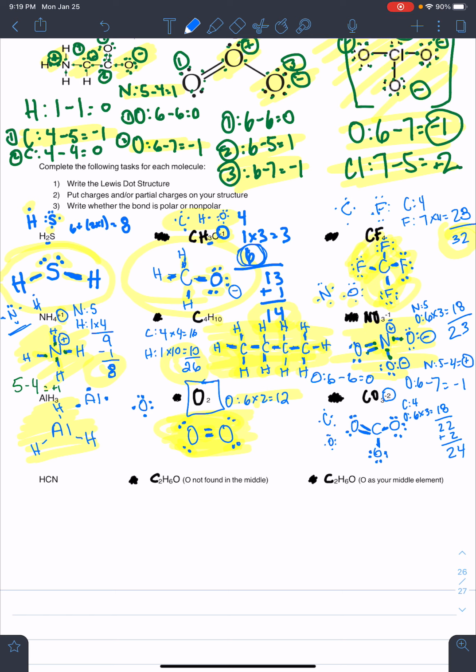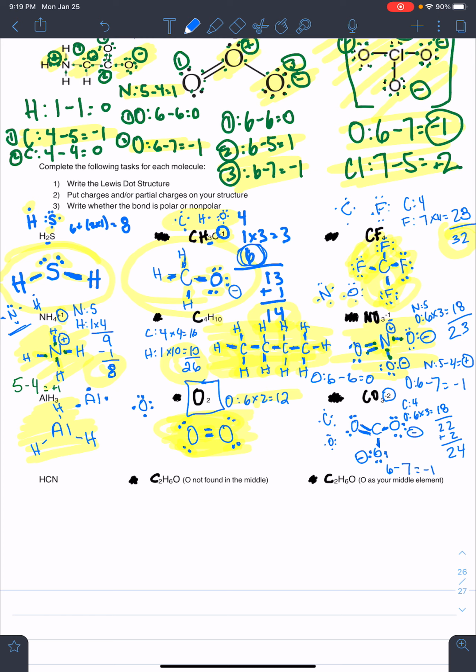Carbon normally wants 4. It has 1, 2, 3, 4. So that works. Oxygen normally wants 6. This oxygen has 1, 2, 3, 4, 5, 6. That works. Let's look at this oxygen. It wants 6. It has 1, 2, 3, 4, 5, 6, 7. So this oxygen down here, it wants 6. It has 7, so it has a -1 charge. You can also look at this oxygen up top, and it has 1, 2, 3, 4, 5, 6, 7. So it's again 6 minus 7, and it gives us a negative charge by it.